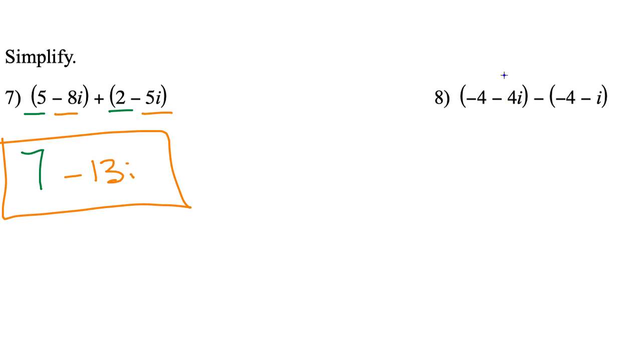Okay, so now I have to distribute this negative just like we did before. You can see a lot of the mirrored elements. So this negative is now going to be distributed, so it's change all of these signs. So a positive 4 and a negative 4 turns into 0. A negative 4i and a positive i is a negative 3i. My final answer is negative 3i.